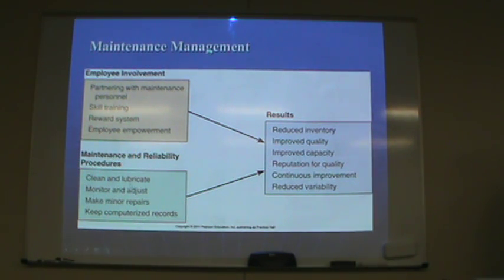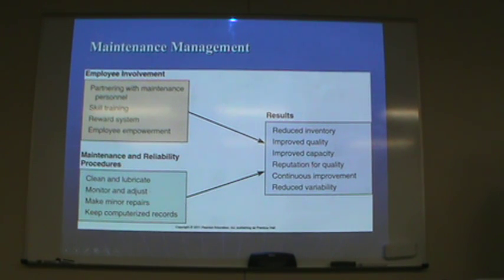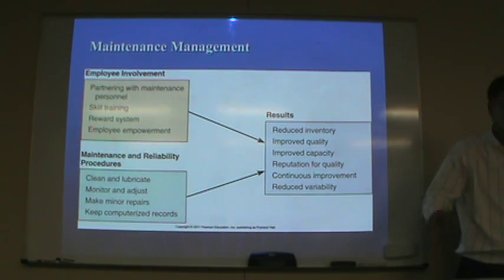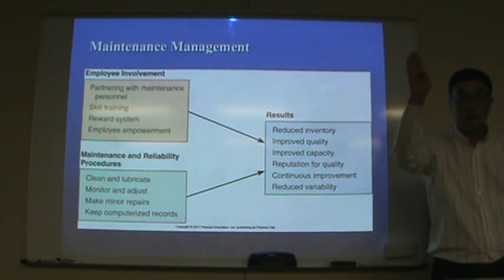And clean, and so on. Then the result: reduce inventory, improve quality, and so on. That means make it better, cheaper, faster.